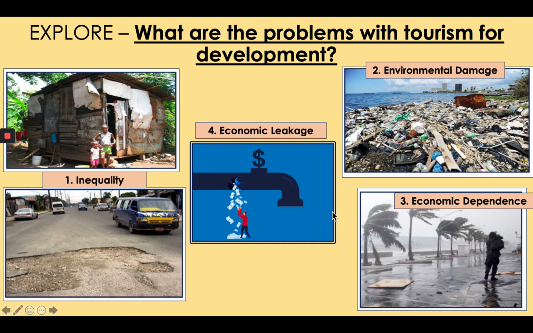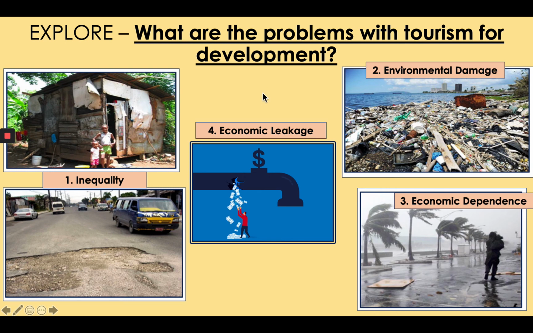A government needs to encourage tourists to spend money in the local economy, not in just their hotels. A government needs to invest in other sectors, not just the tourist sector. And finally, a government needs to make sure that ecotourism is encouraged, and it needs to invest in things like recycling and sewage so that there's no environmental damage.